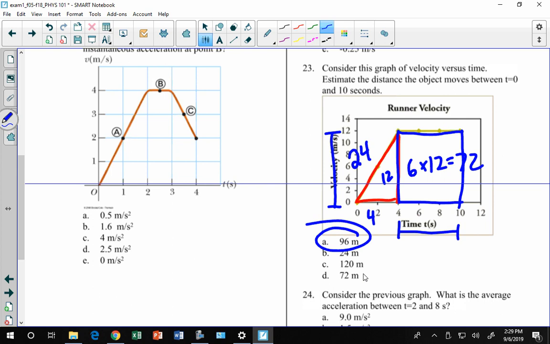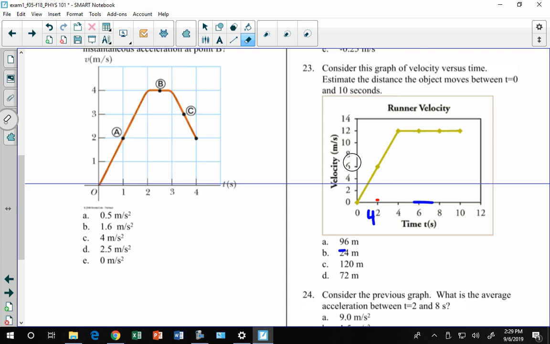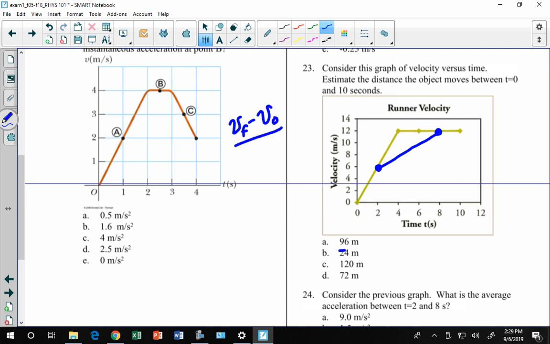And then what is the average acceleration between t equal 2 and 8 seconds? I'm going to erase all this. Between 2 and 8 seconds, 2 seconds is right here, 8 seconds is right here. Effectively, you're taking the slope of this line. But you can think of it too as V_f minus V naught divided by delta t. That's going to be 12 minus 6 divided by 8 minus 2. Let me show you where I got those numbers.